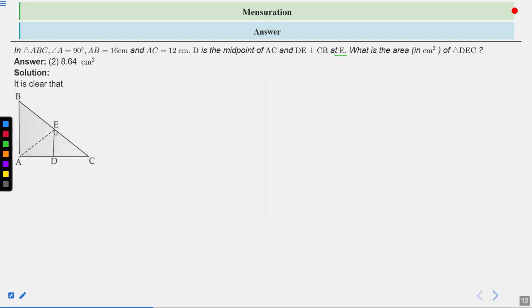When we make the diagram, it will become like that. Now the question says that AB is given, which is 16 centimeter, and AC is given, which is 12 centimeter. And D is the midpoint on AC. So we can say that AD is 6 and this is also 6. Now we need to calculate the area of DEC.